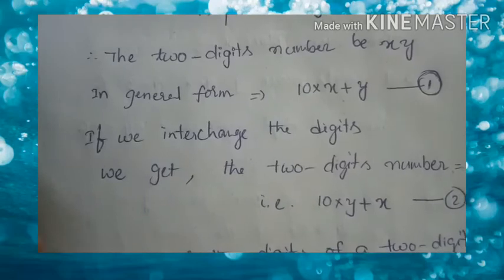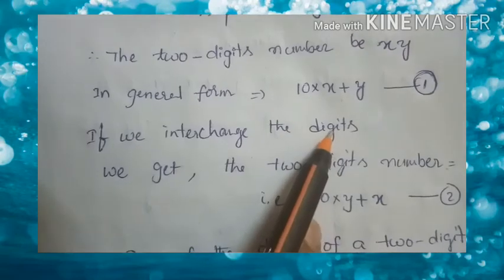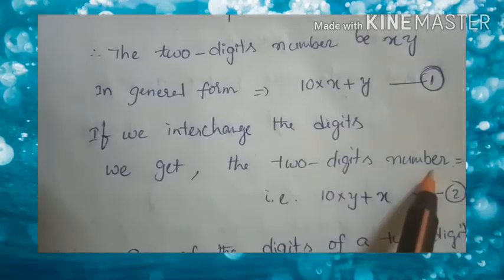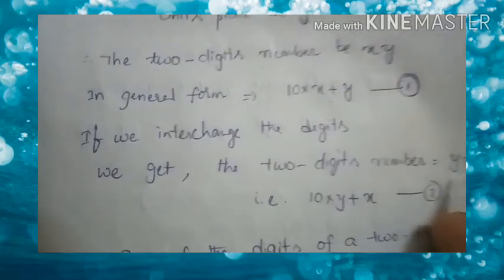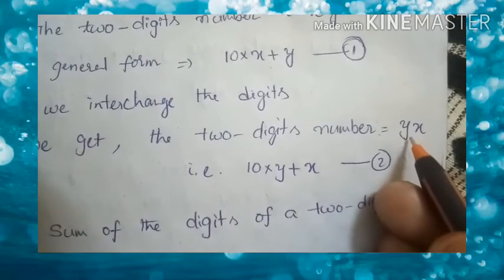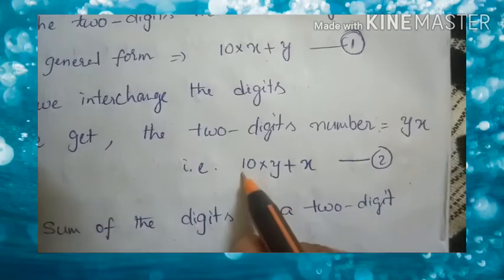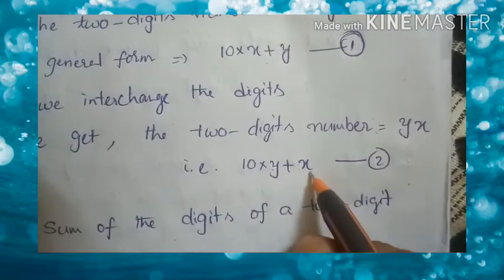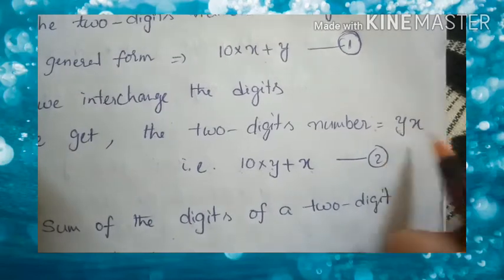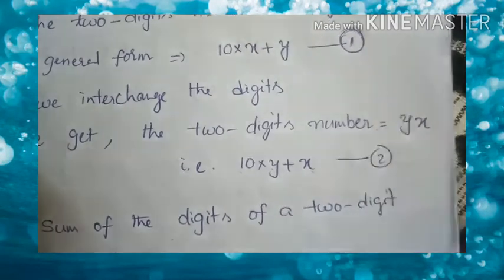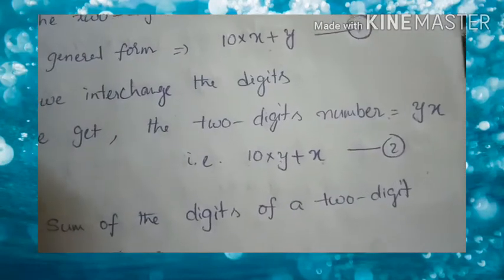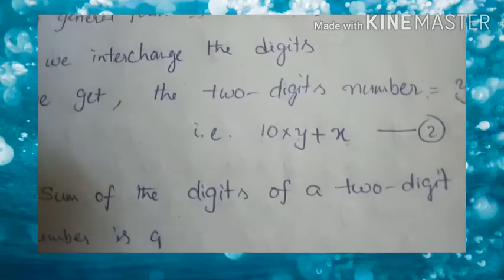Next, if you interchange the digits, then we will get the 2-digit number yx. Yes or no? It becomes yx. How can you write in general way? 10 into y plus x. Consider this expression 2. Next, we are given one another condition.